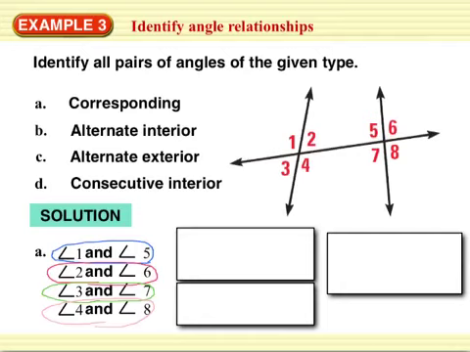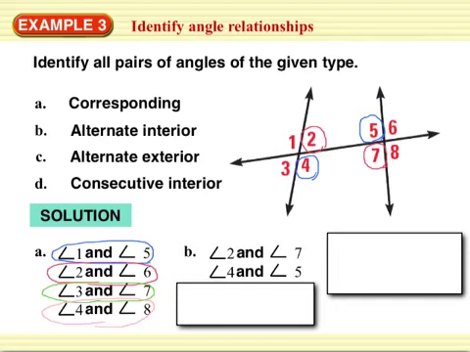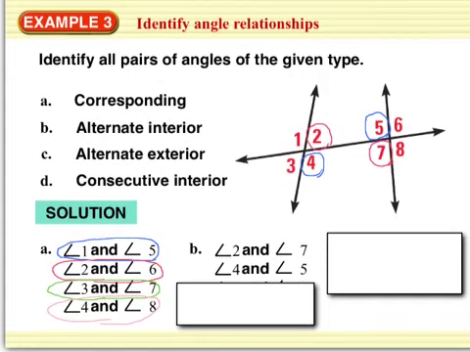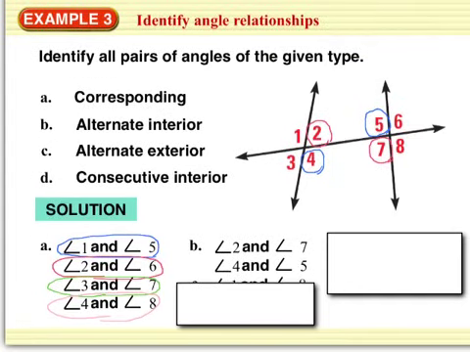Alternate interior. All right. So alternate interior means that they are on the inside and opposite. Inside and opposite. Those are pairs of alternate interior. Okay, 2 and 7 were in red. Oh, so sorry about that. 2 and 7 were in red, and that is blue. Let's get rid of that. 4 and 5 were in blue. All right.